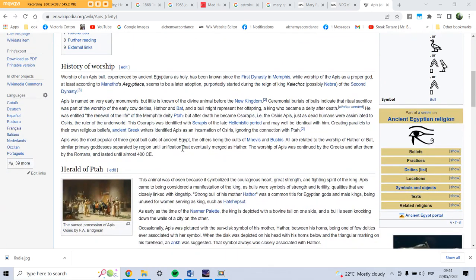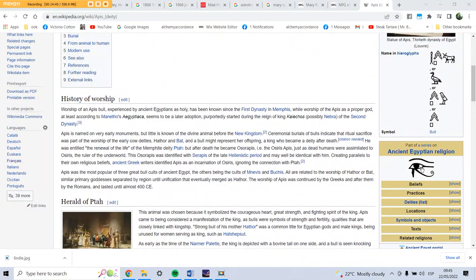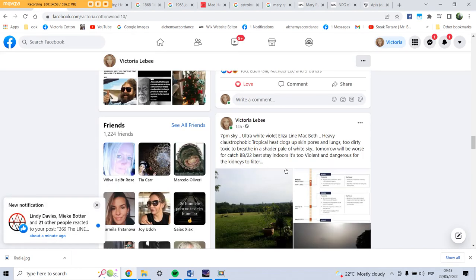So basically it's a cult. The worship of the Apis bull, which is Osiris, they're rising now. It's the Alpha Aleph Tav. So I'll show you this better through the posts.